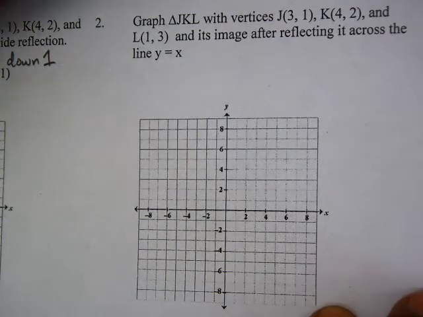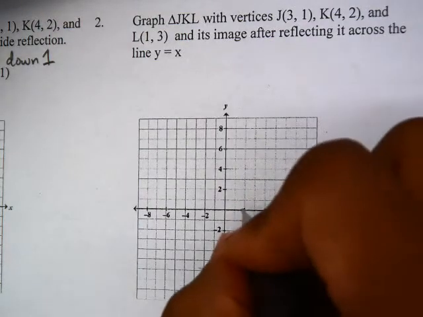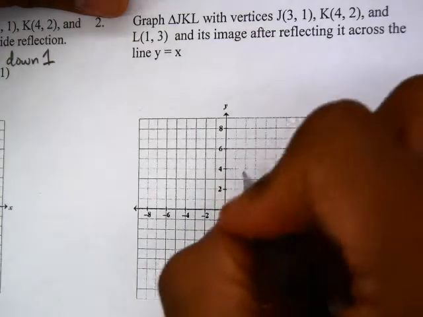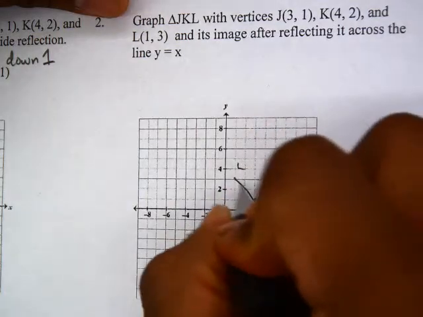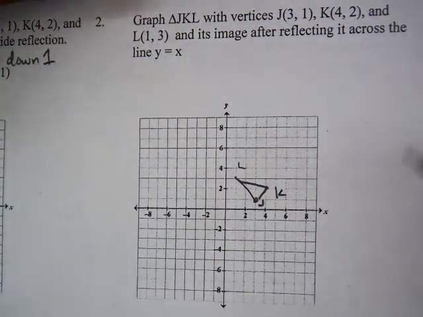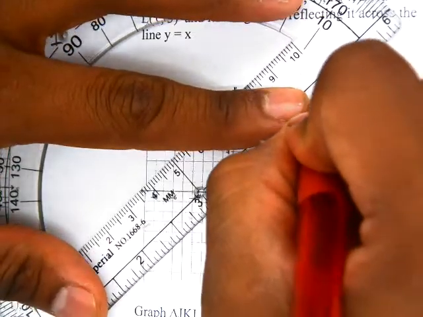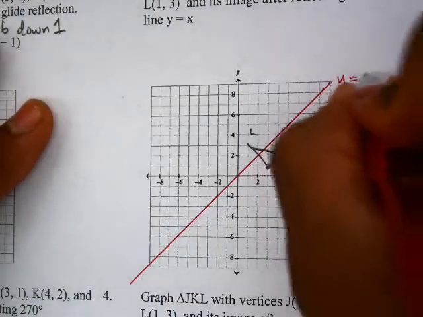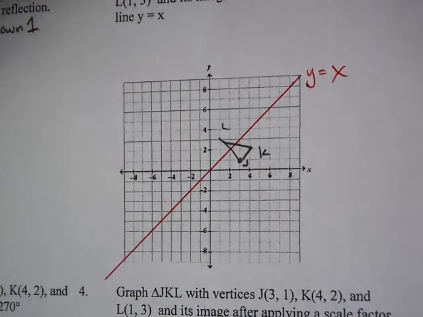So number 2, I have the same J, K, and L. So let me do that real quick. J, K, L. And this time I have to reflect it across the line y equals x. That's this line right here. This is the line y equals x. I need to reflect the points off that line. So I can either use the rule or I can just count diagonally.